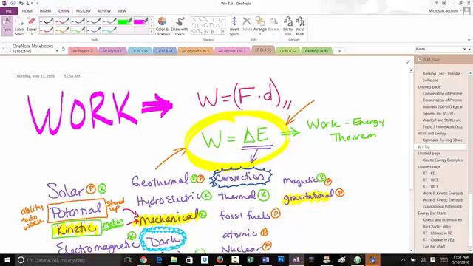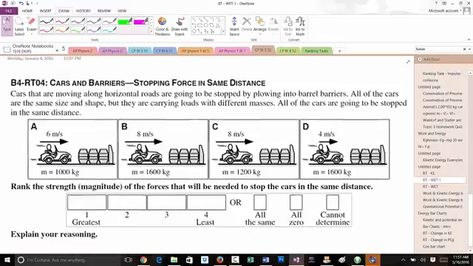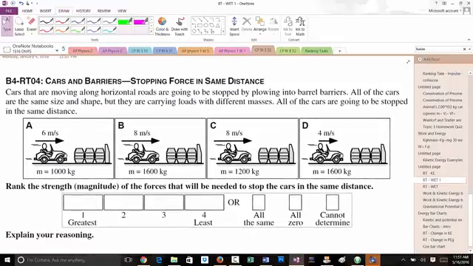I'm going to give you another ranking task. Here it comes. You've looked at ones like this before, but not the same question. I'm going to let you know this is not a repeat. Cars are moving along a horizontal road, going to be stopped by plowing into barrel barriers. All of the cars are the same size and shape, but are carrying loads with different masses. All of the cars are going to be stopped in the same distance. Rank the magnitude of the force that will be needed to stop the cars in the same distance. I'm going to let you think about that one for a minute by yourself, and then I will let you discuss in just a moment.